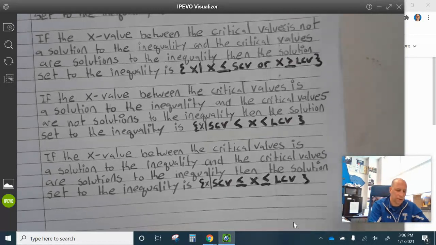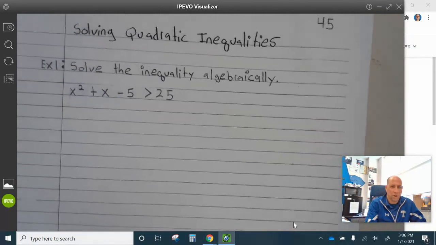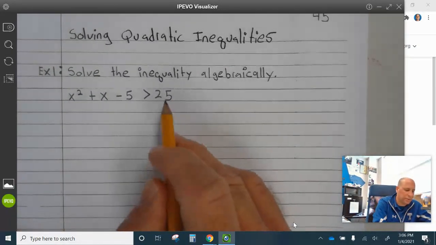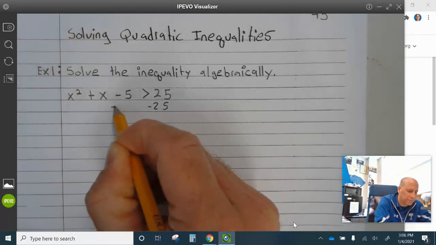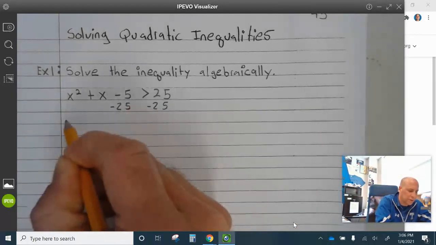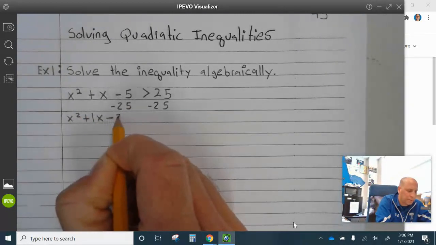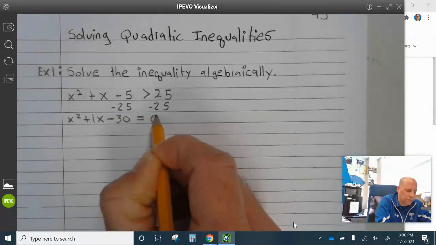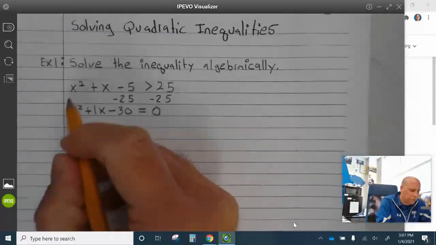All right, now let's take a look at the examples. So step 1, we're going to set the right side to be 0, so we're going to subtract 25 from both sides. So now we have x squared plus 1x minus 30, and we're going to go ahead and set that equal to 0. All right, to find the critical values, we're going to try to factor.